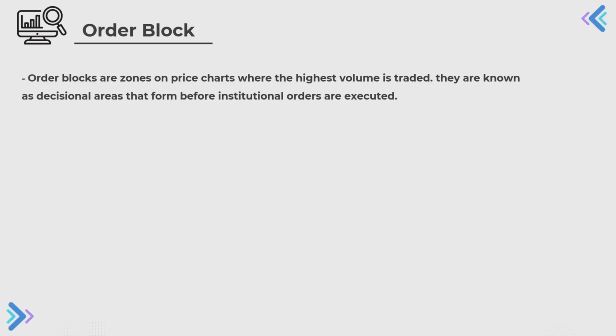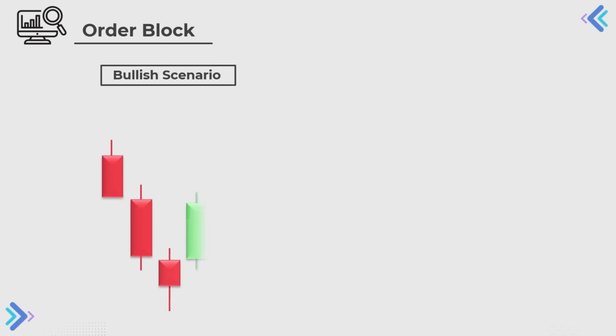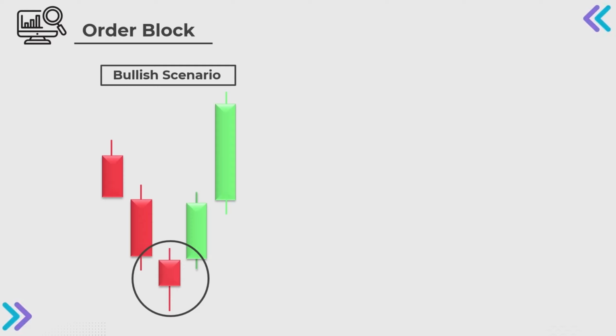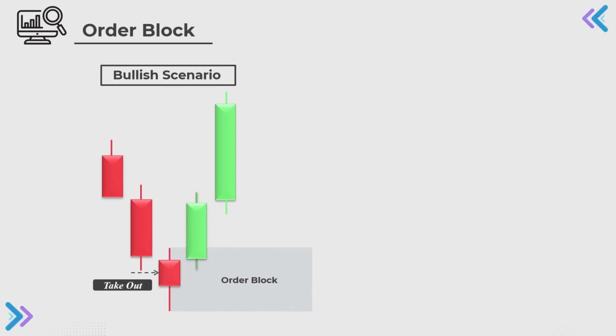Eventually, we see the price tap into the mitigation block again, adding even more orders into the market. And then the price moves lower with strong momentum. Now let's move on to the next concept. Order block. Order blocks are zones on price charts where the highest volume is traded. They are known as decisional areas that form before institutional orders are executed in the market.